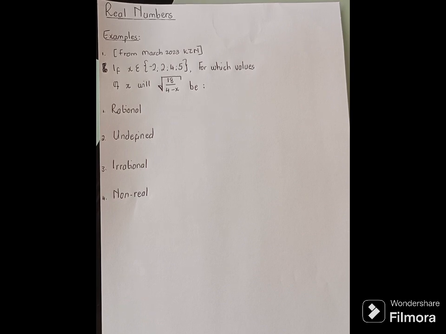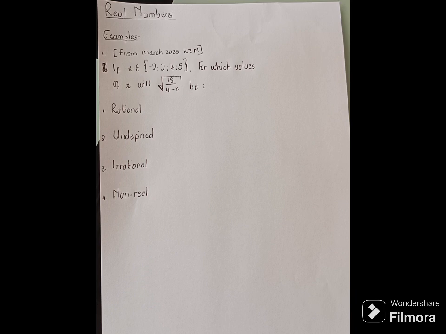Hi guys, in this video we're going to be looking at a real number example. The example has been adapted from the March 2023 paper from KZN. So the question says, if x is an element of {-2, 2, 4, 5}, then for which values of x will the square root of 18 over 4 minus x be: 1. rational, 2. undefined, 3. irrational, and 4. non-real.